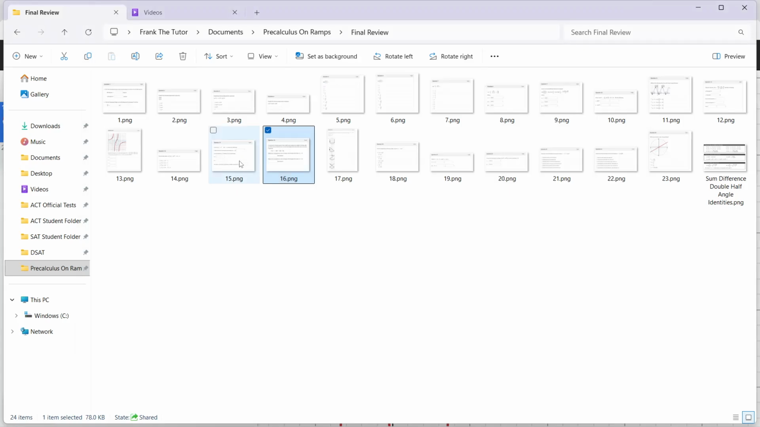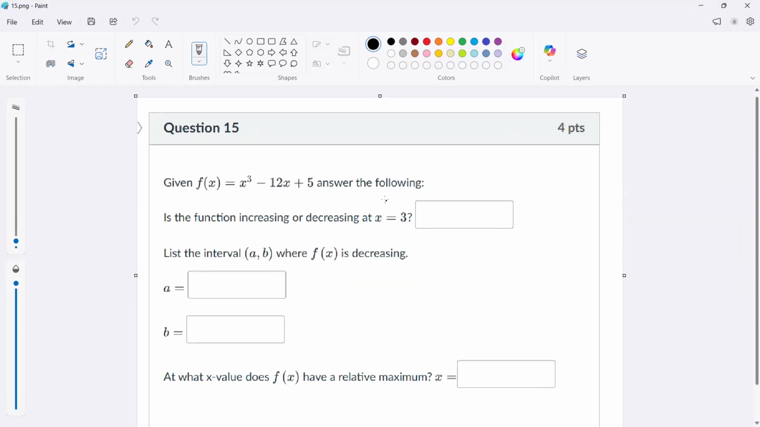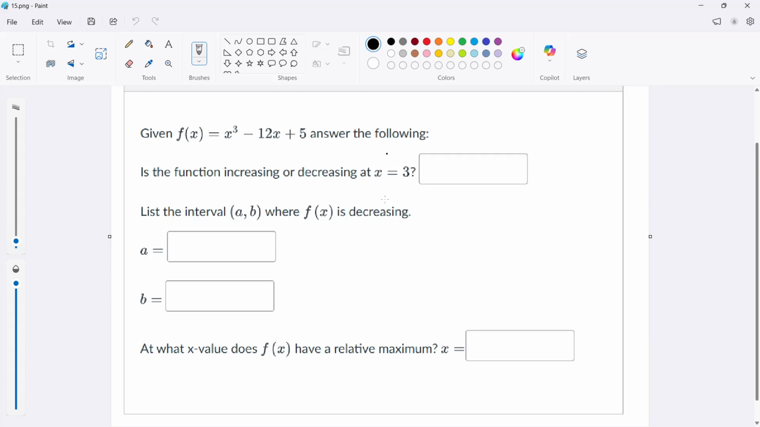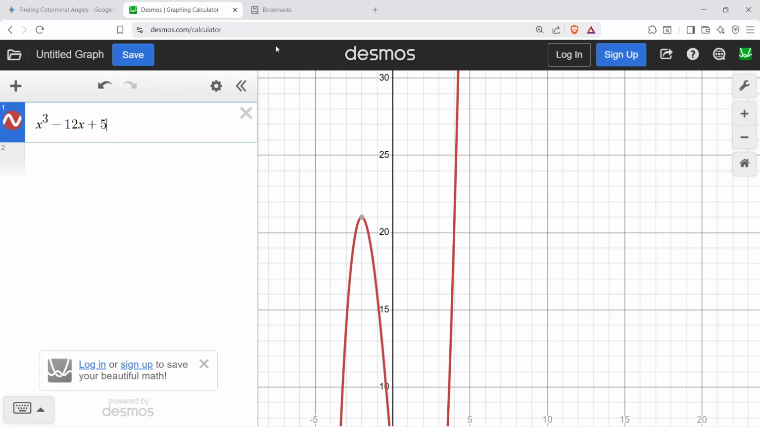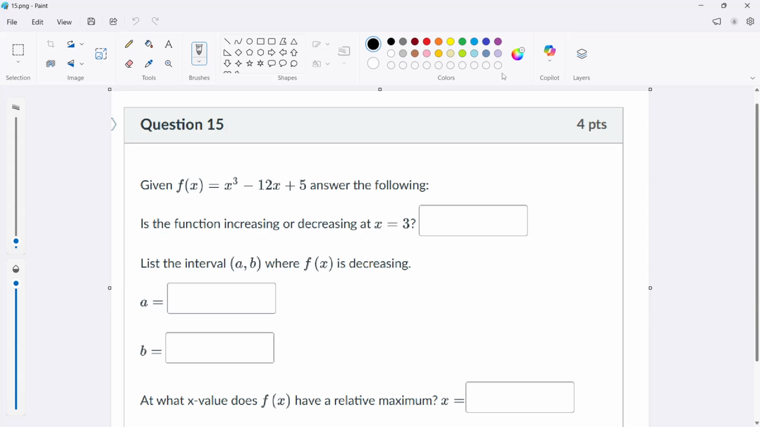This is Precalculus Onramps, final review for the final test, question 15 and 16. And I'm going to check my answers on Desmos, or on a calculator. You can't do that during the test on some of these, but if you're working a review, you want to make sure A, you get all the points, and B, you get everything right so that you know what the right answers are, so you can study from those. So make sure you check everything.